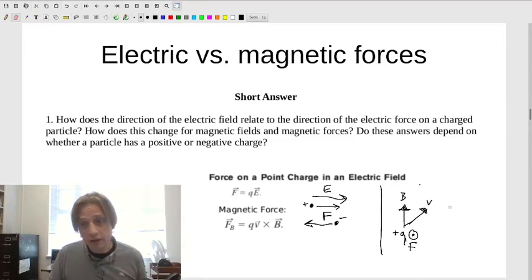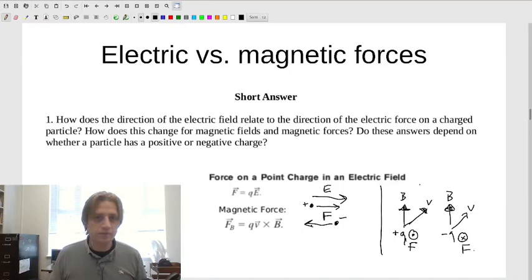But if we had a V and a B for a negative charge, it would be opposite that. So minus Q, B, and V, we'd have a force that was going into the page. Okay, so yes, these answers depend on whether it's a positive charge or a negative charge, and it's a little bit easier for electric fields than for magnetic fields.